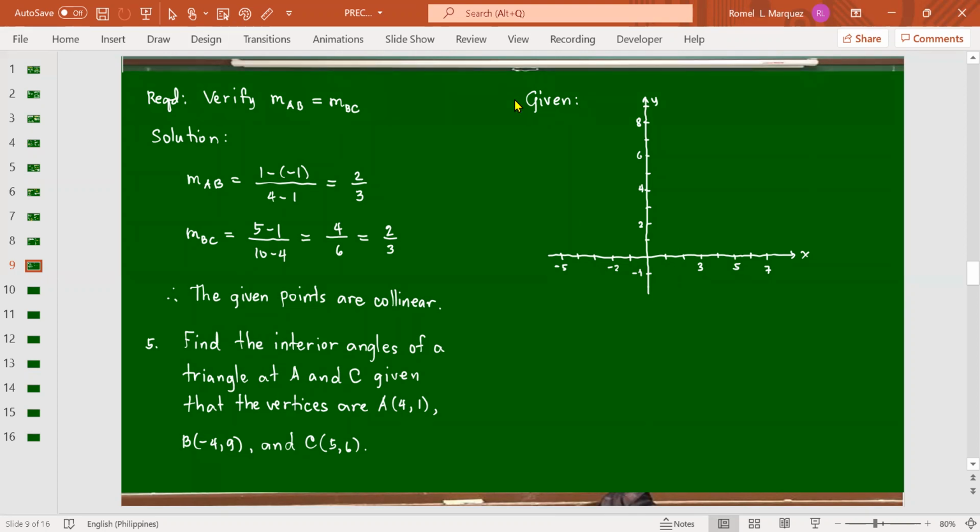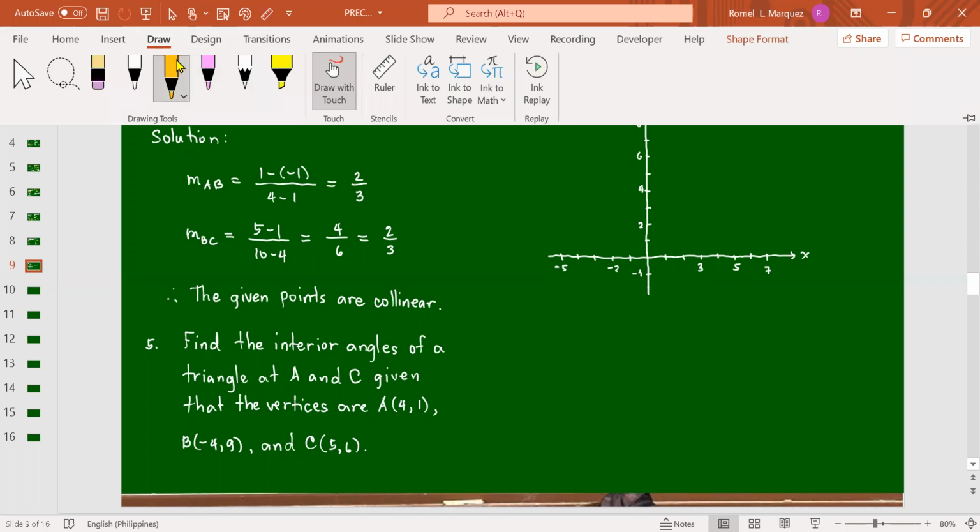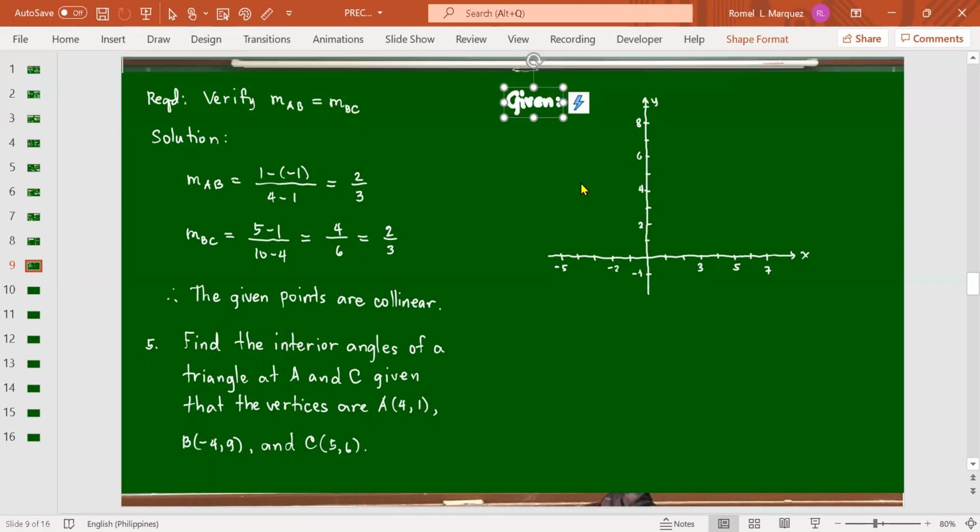Oh, no. No, no, no. I'll move this one. -4, -9. Oh, is that right, guys? Guys, am I correct? Yes, sir.